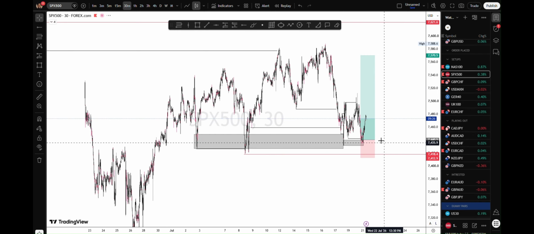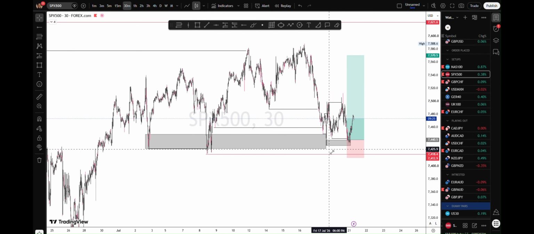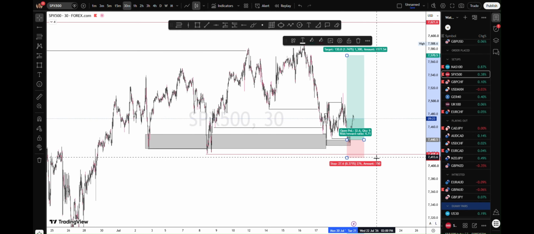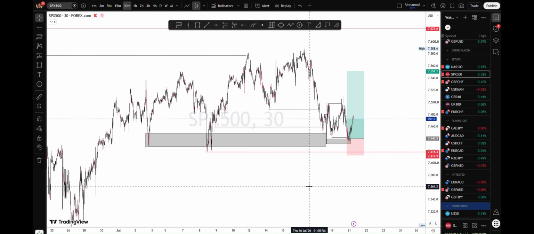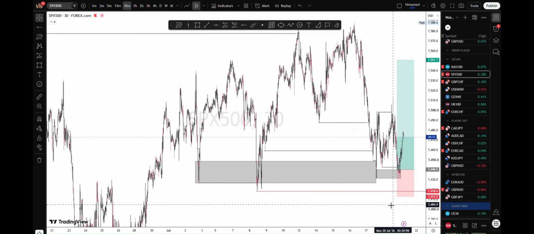The market is still within our POI, and this is, I think, a 4.7 hour, or you can just take your 4 hour and exit the market. So yeah, this is it on SPX.